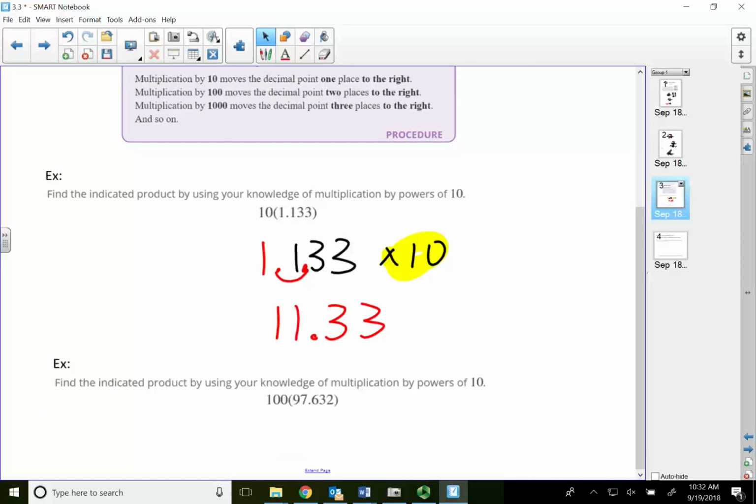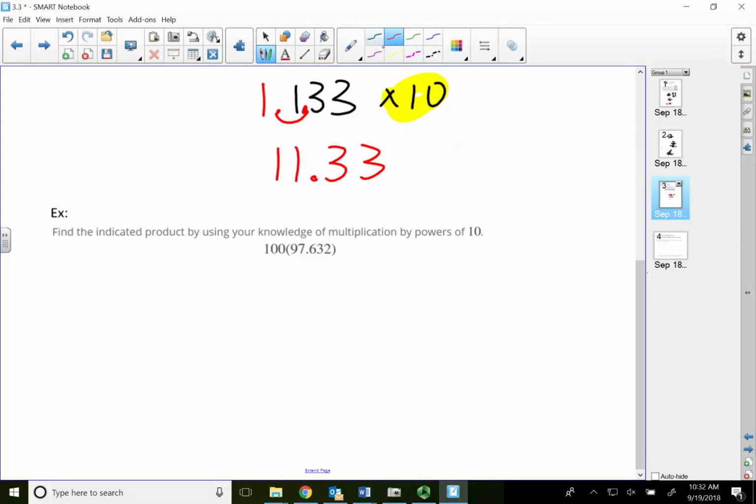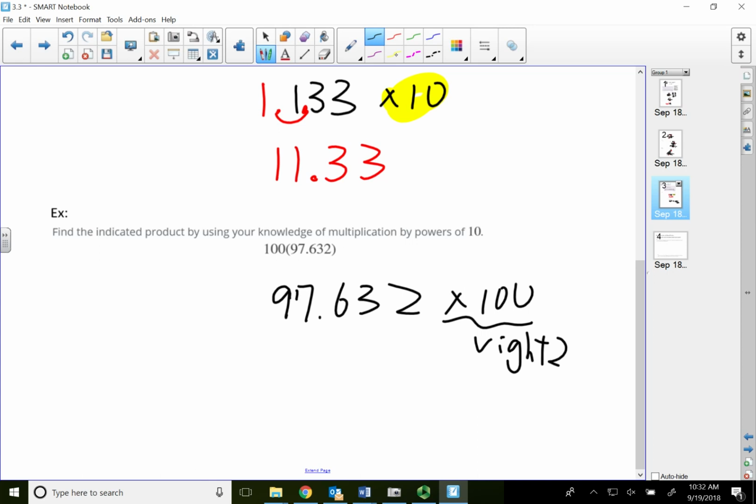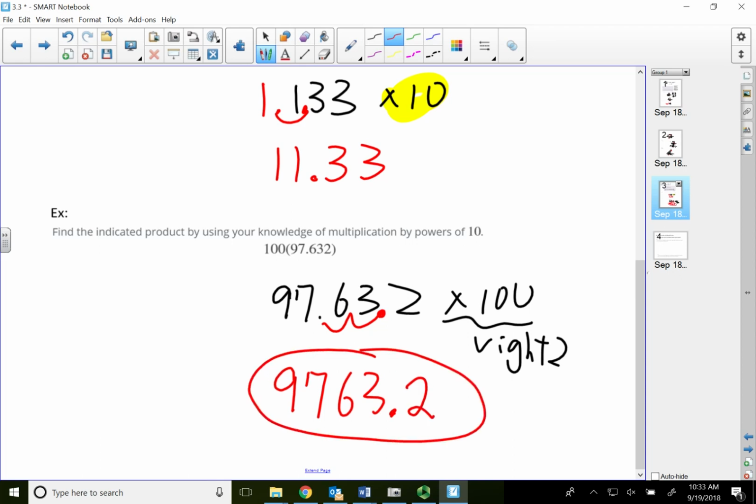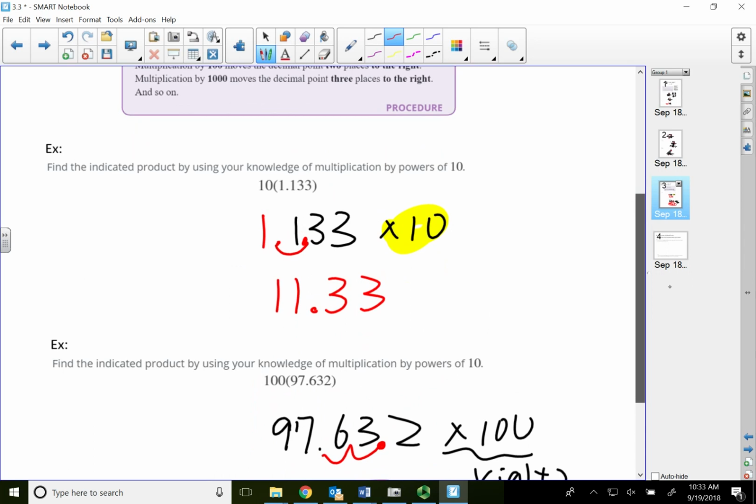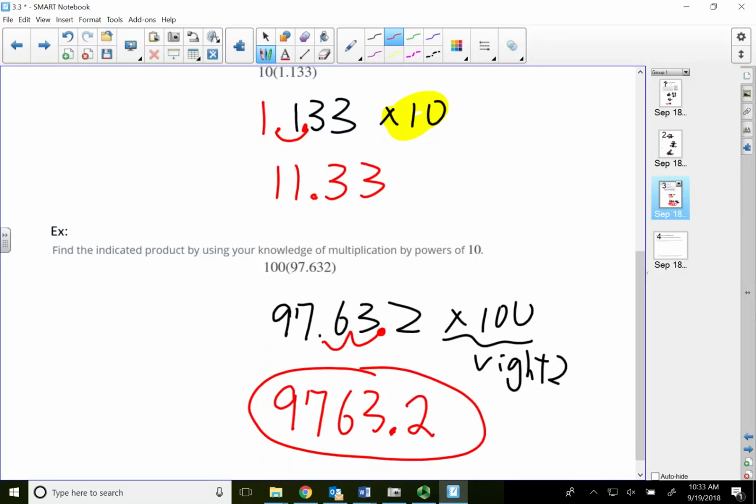All right, so let's take 97.632 times 100. Times 100 means move to the right two places. So imagine I move this decimal to the right two places. Then my product, my answer, becomes 9,763 and 2/10. That's all I have to do. You don't have to write it out vertically and multiply. Just applying the power of 10 will help you multiply a lot quicker.